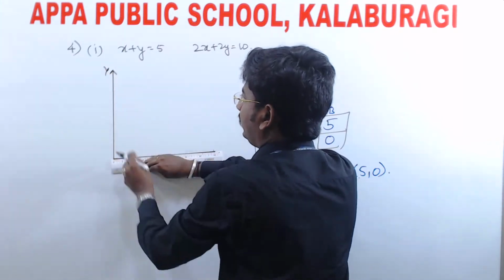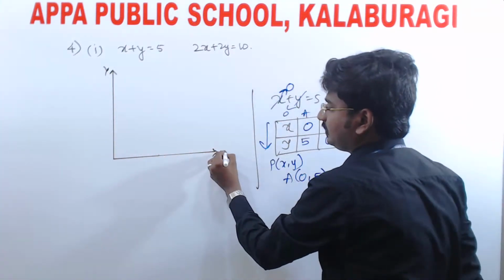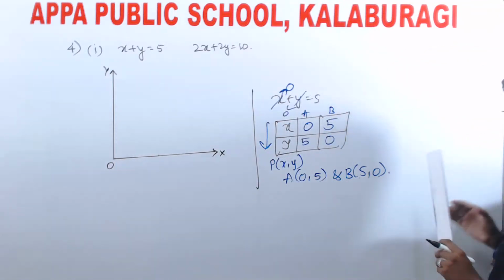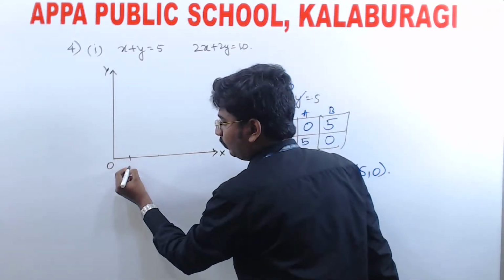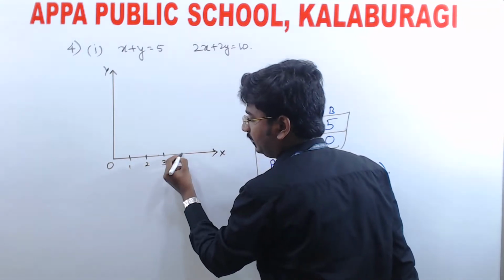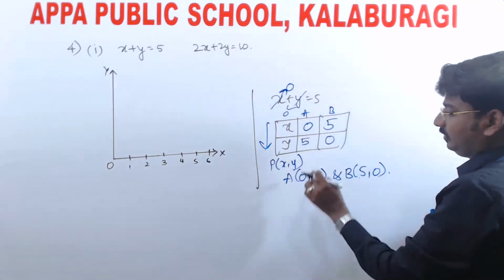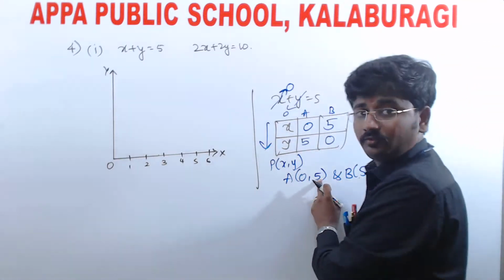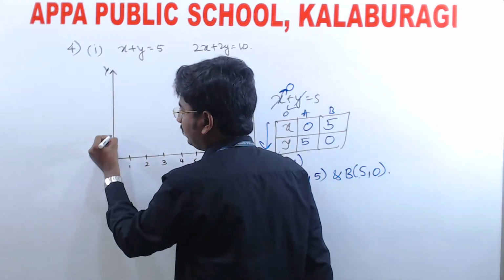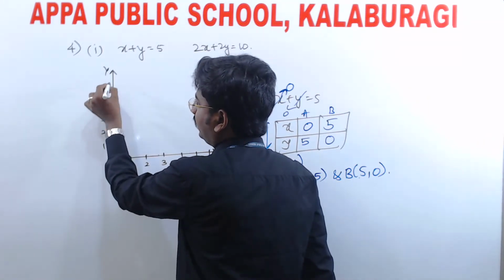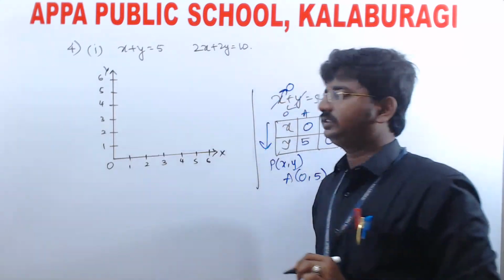So this is the y-axis and this is the x-axis, origin. What is the maximum x value? 5. I can take one extra: 1, 2, 3, 4, 5, 6. Coming to the y-axis, it is 5, one extra: 1, 2, 3, 4, 5, and the last one extra is 6.